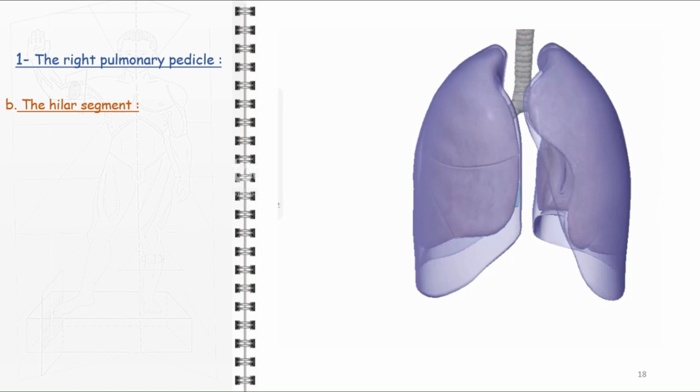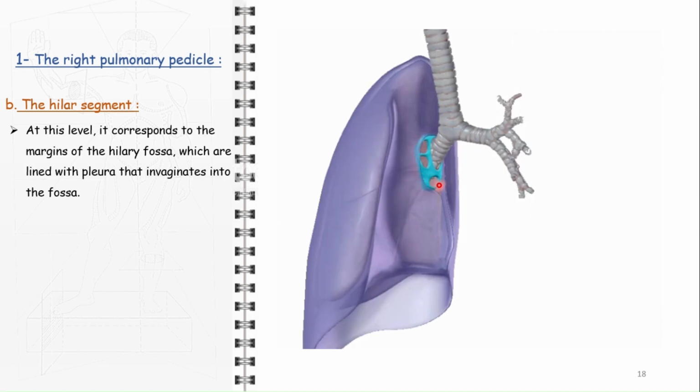Let's tackle the hilar segment of the right pulmonary pedicle. At this level, it corresponds to the margins of the hilar fossa, which are lined with pleura that invaginates into the fossa.